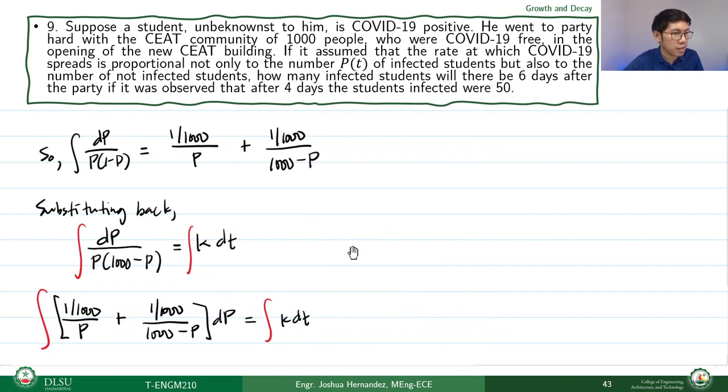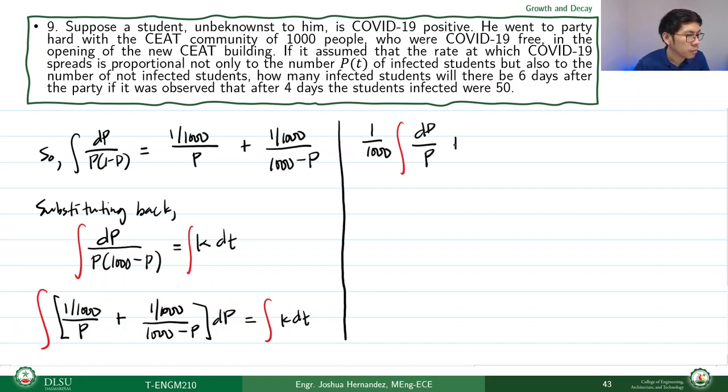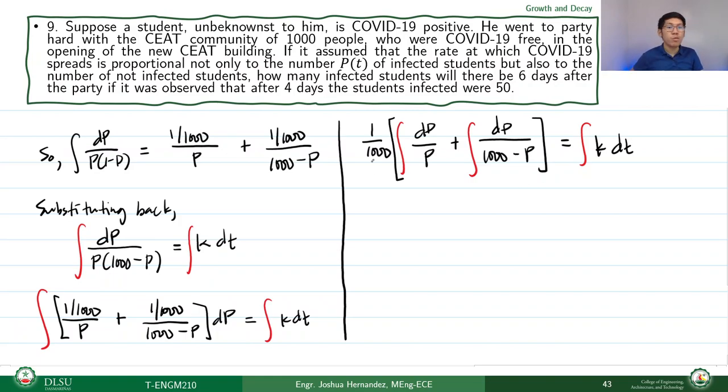Kakaroon tayo ng pwede natin ilabas si 1 over 1,000. So, this will become 1 over 1,000 integral of dp over p plus dp all over 1,000 minus P. Equals, of course, the integral of K dt. Yan. You can move 1,000 here, cross-multiply.